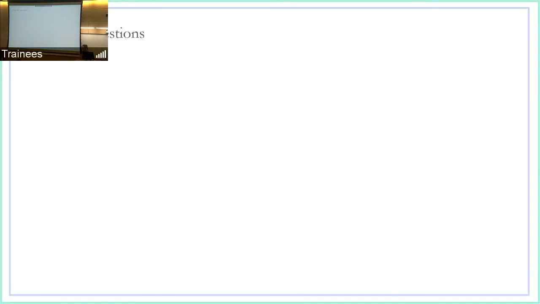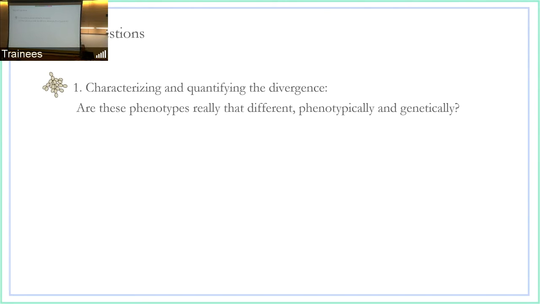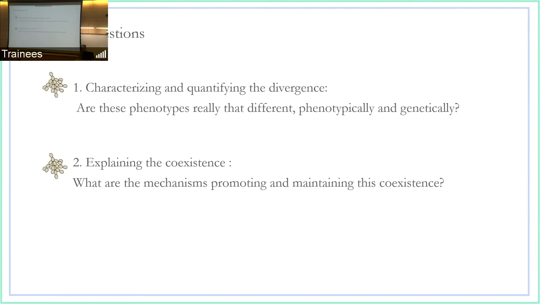From this simple observation, we raised a few intriguing scientific questions. Okay, we see these phenotypes, but are they really different, both phenotypically and genetically? And how can we explain that they are coexisting? What are the mechanisms promoting and maintaining this coexistence? We used insight from both modeling and experimental tools to answer these questions.